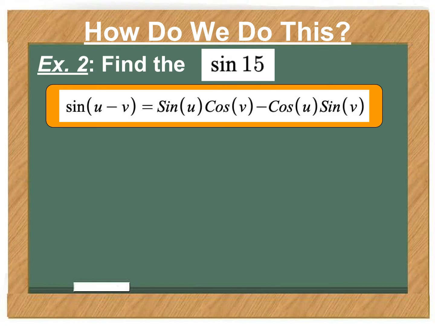Let's try the sine of 15. So I want to think about unit circle values that will get me to 15. And we can stick with u being 45 and v being 30, and we'll walk through the subtraction problem.